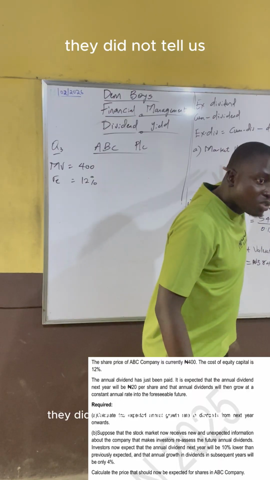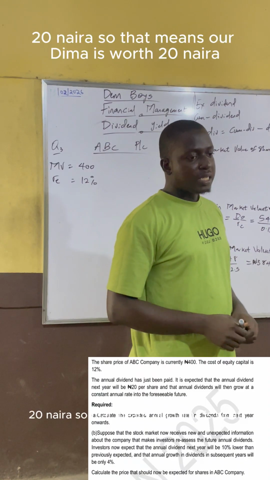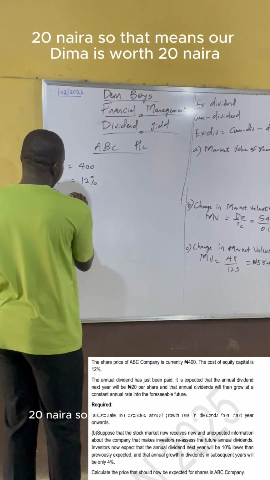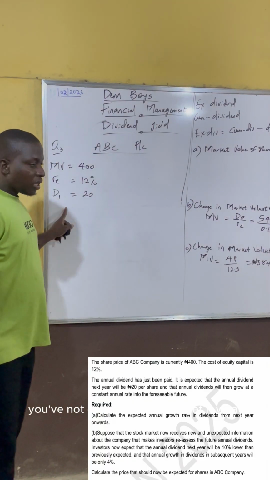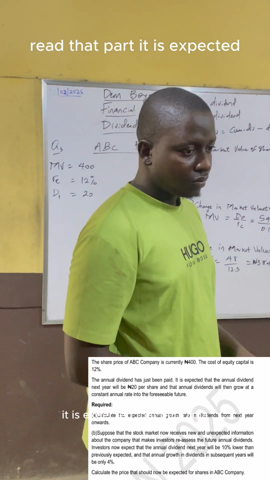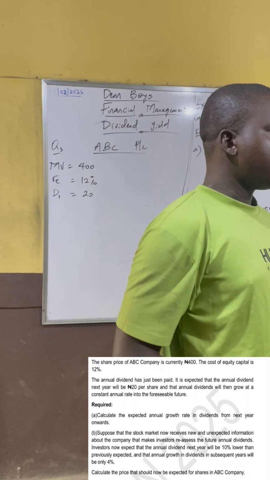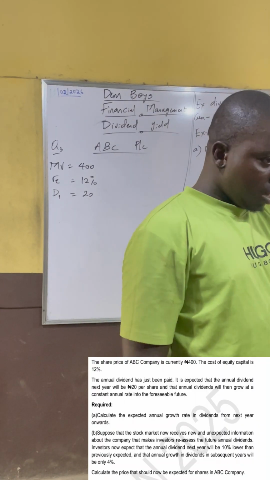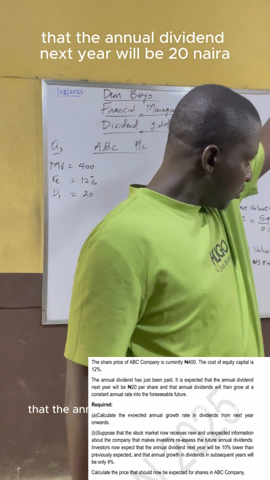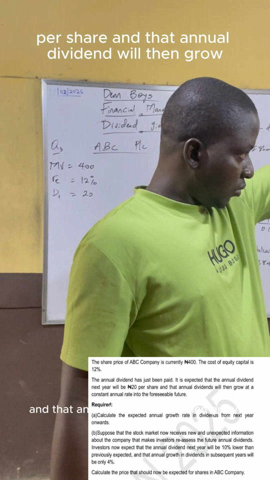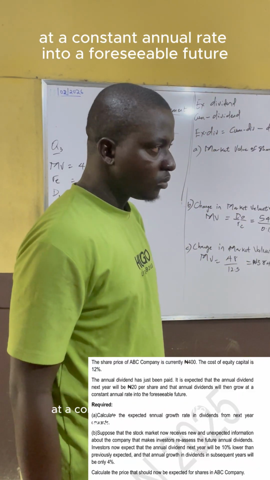They say they've just paid. They now say the one we are going to collect is expected, 20 naira. So that means our D1 is 20 naira, because that is what is expected. You've not collected it. Let me read it from that place. The annual dividend has just been paid. It is expected that the annual dividend next year will be 20 naira per share, and that annual dividend will then grow at a constant annual rate into the foreseeable future.